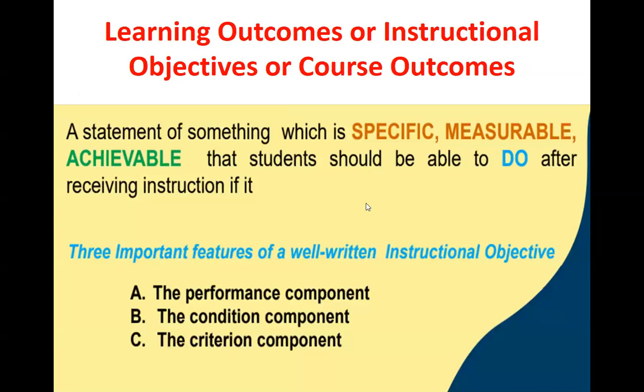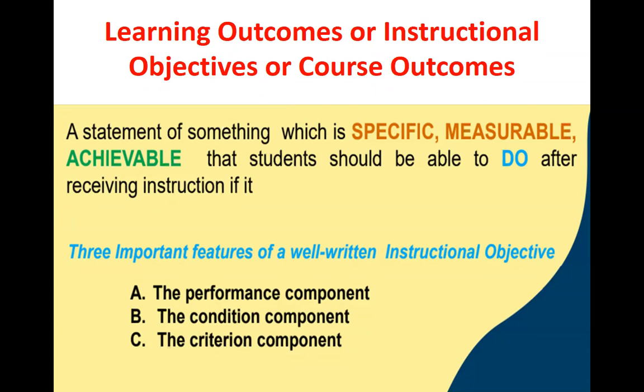So learning outcomes or instructional objectives or course outcomes. These are the different names by which the course outcomes are known. We commonly call it course outcomes. Some places they call it learning outcomes or instructional objectives. Okay, so the definition for a course outcome is a statement of something which is specific, measurable, and achievable that the student should be able to do after receiving instruction of it.